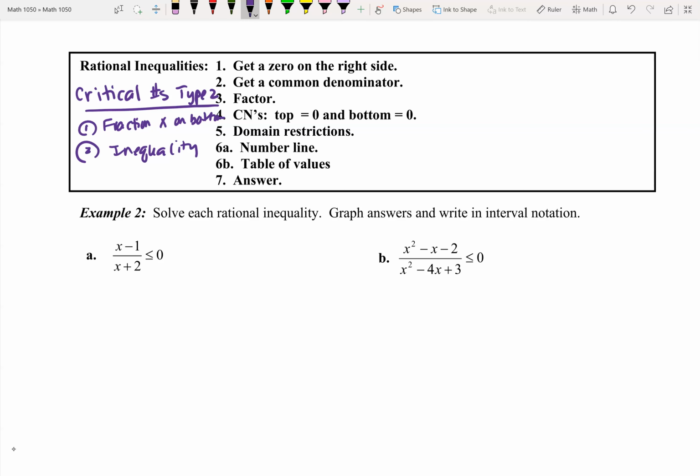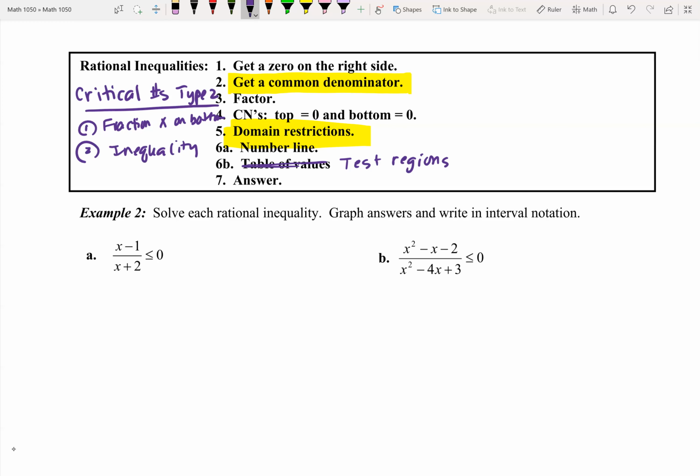So look at step 1. Get a 0 on the right. Same step as the critical numbers type 1. This right here, step number 2, is new. Get a common denominator. Step 3, factor. That's the same as type 1. List your critical numbers. It's the same as type 1. Domain restrictions is new. And if you look through, everything else is the same. See where it says table of values? Cross that out and just put test regions. My students used to have to do a table of values, but they don't anymore.